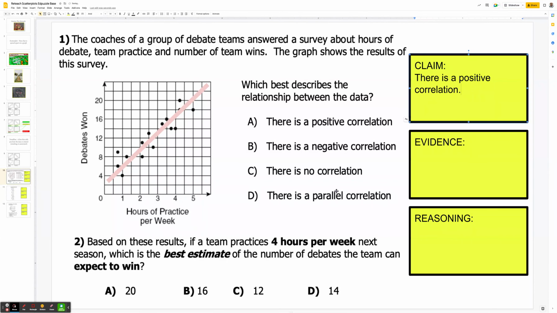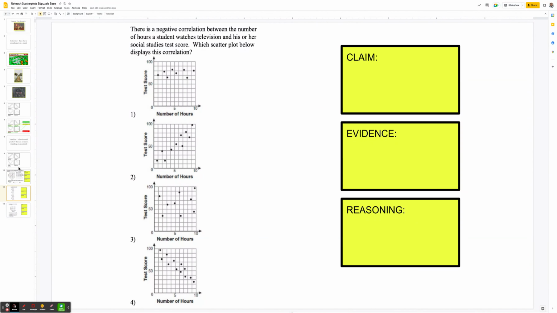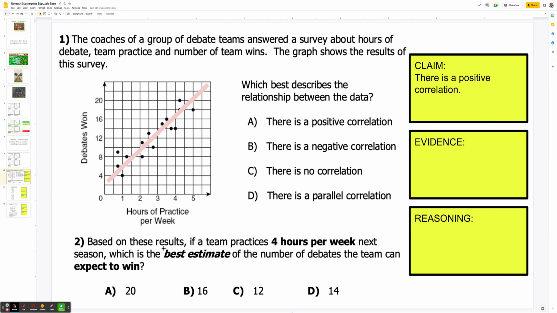Okay. Now we need to provide evidence of that and our reasoning. So before we do though, I think I want to do our claim evidence reasoning with 1 and 2 together as an example. And I'm okay if you do the same on the next slides, but on the next slide, you should only have one problem. That's correct, one problem. So anyway, based on these results, if a team practices 4 hours per week next season, which is the best estimate of the number of debates the team can expect to win?